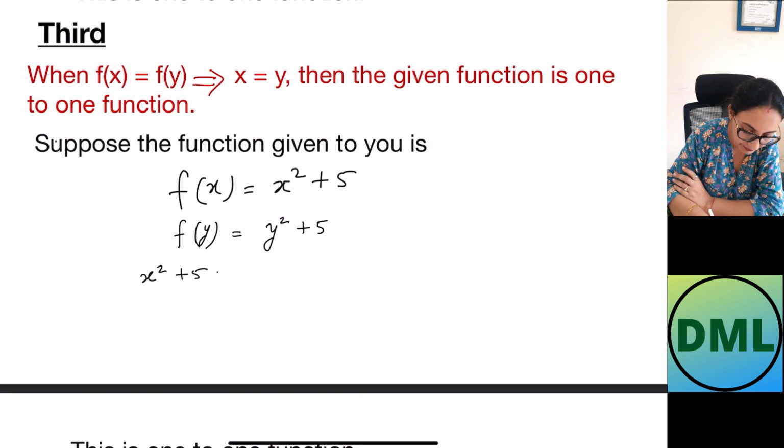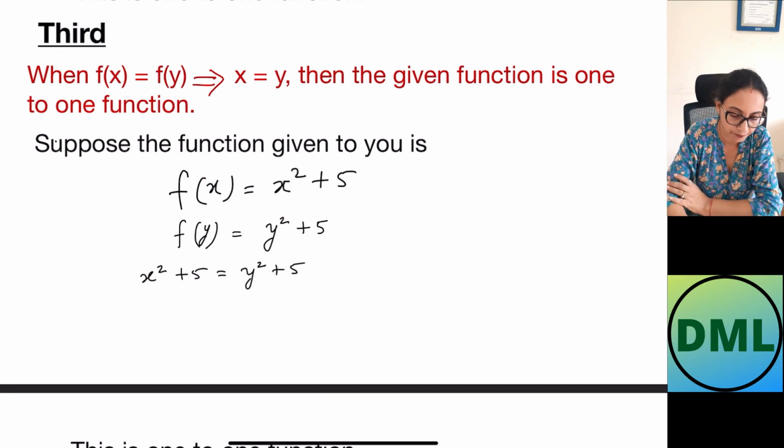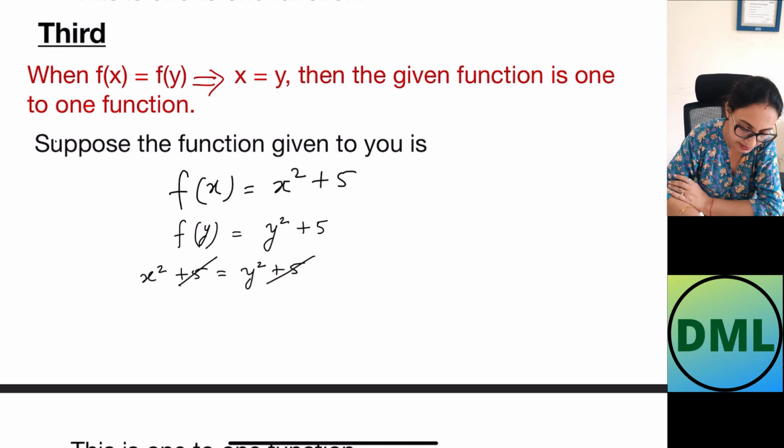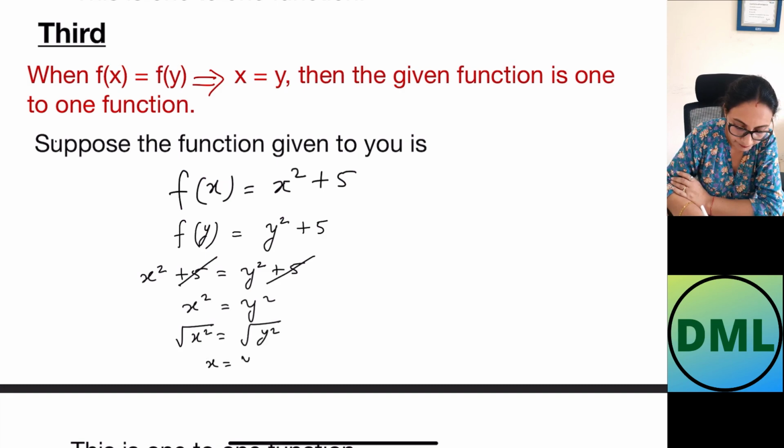x square plus 5 is equal to y square plus 5. I need to solve this and prove whether x is equal to y comes out or not. Let's solve that here. 5 gets cancelled from both sides. You will get x square is equal to y square. If you take the root on both sides, you will get x is equal to y.